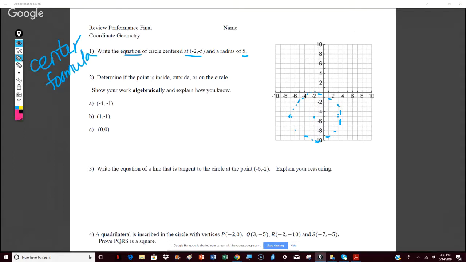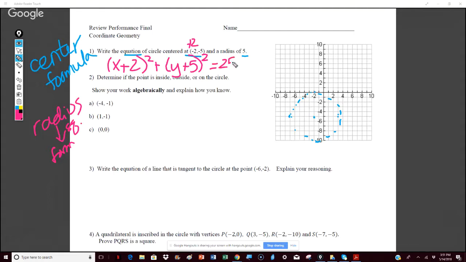signs. So here I'm just going to write x instead of -2. This has to be a +2 squared plus y. This becomes a +5 squared. And then anytime that you go from the radius to the formula, we know that we square it. So 5 squared is 25. That's like literally number 1. Now, all of these go together, so don't get confused by these numbers.